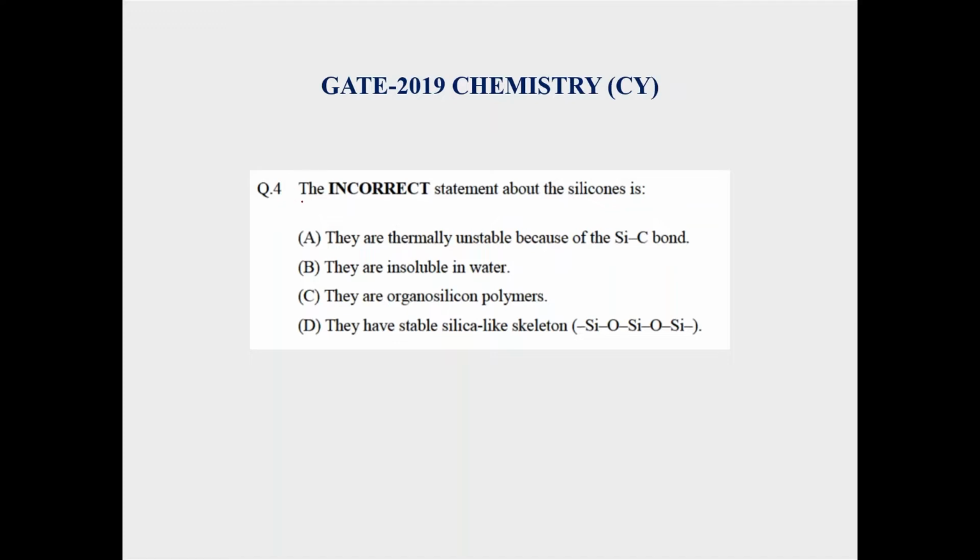Hello everyone. Today we will be solving question number 4 from GATE 2019. The question is: the incorrect statement about the silicones is? Option A, they are thermally unstable because of silicon-carbon bond. Option B, they are insoluble in water. Option C, they are organosilicon polymers. And option D, they have stable silica-like skeleton, that is Si-O-Si skeleton.